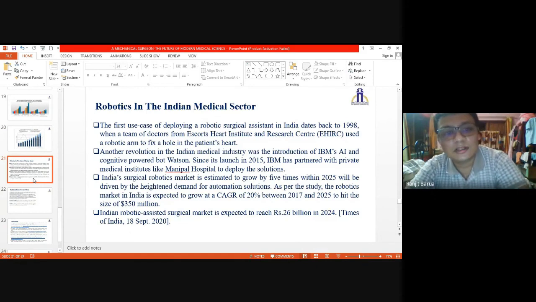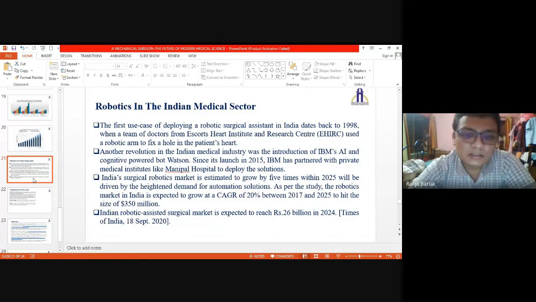Now, robotics in the Indian medical sector. In the Indian medical sector, first in 1998, the Escorts Heart Institute and Research Centre used a robotic arm to fix a hole in a patient's heart. Actually in December 1998, at that time the da Vinci robot arm appeared, and they were inspired by the da Vinci surgical robot. They used a single arm based robot which can help to hold a particular patient. And in 2015, IBM introduced the AI based and cognitive powered Watson. They attached with Manipal Hospital, and they use a particular base of robotic application in medical sciences.